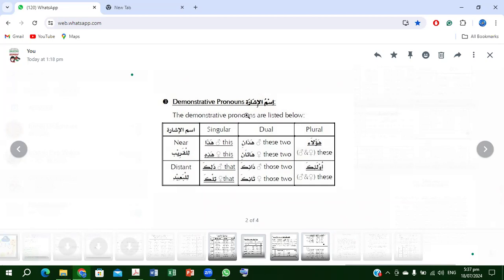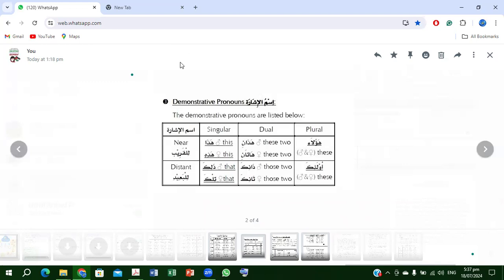So isme ishara means pointing pronouns. Remember, you have done it. We have studied it before. It is just a revision in the form of a table, for when we point to something, either a nearby thing or a faraway thing. In the previous class we discussed it, but in another form. Here it is in table form. When you point, they are called demonstrative pronouns or pointers. Before, we studied them as pointers.